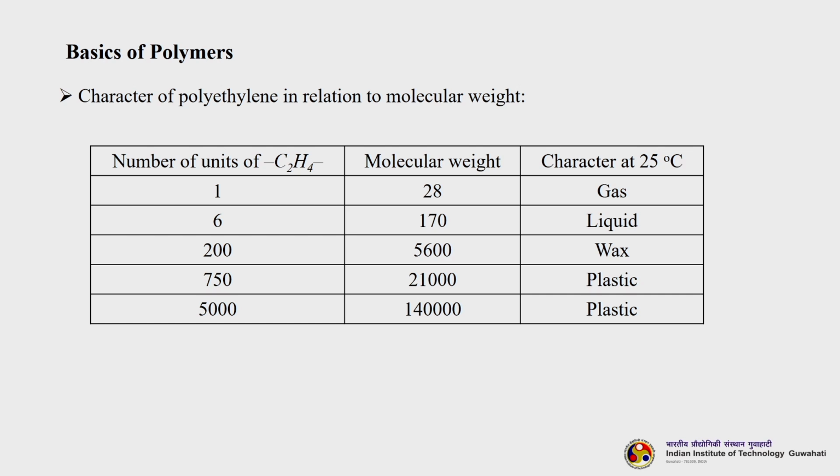When the number of units is only 1, its molecular weight is 28 and its characteristic feature at 25 degree centigrade is that it behaves as a gas. When we increase the number of units to 6, the molecular weight increases to 170 and it behaves as a liquid. Further, when we increase the number of units to 200, the molecular weight jumps to 5600 and it becomes wax-like. Then we increase to 750 or 5000 or more. Their molecular weight keeps on increasing, and they become plastics.